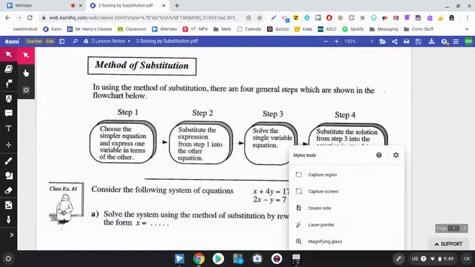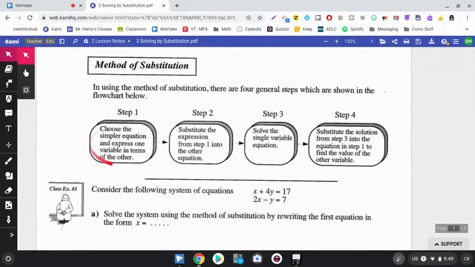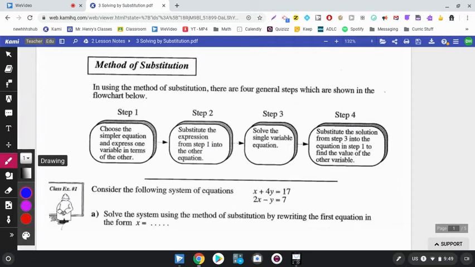Step 1 for substitution: choose the simpler equation and express one variable in terms of the other. What that means is I need y equals something or x equals something. It can't be all mixed up. I need specifically a y equals or an x equals. Step 2: substitute the expression from step 1 into the other equation. We'll talk about that as we do it. Step 3: solve the single variable equation. Step 4: substitute the solution from step 3 into the equation in step 1 to find the value of the other variable. I don't know if that makes a lot of sense just reading it.